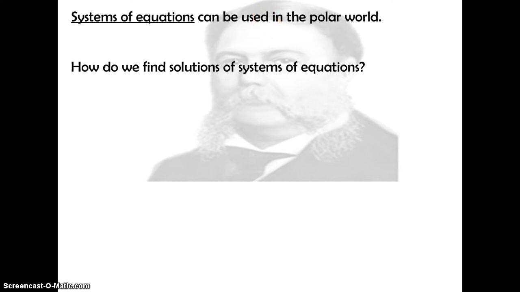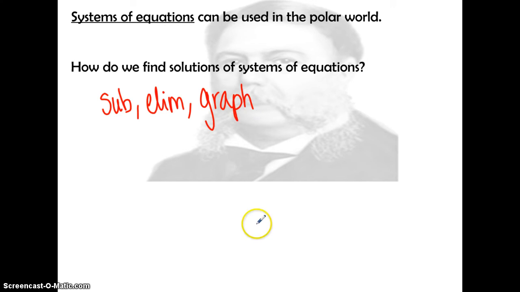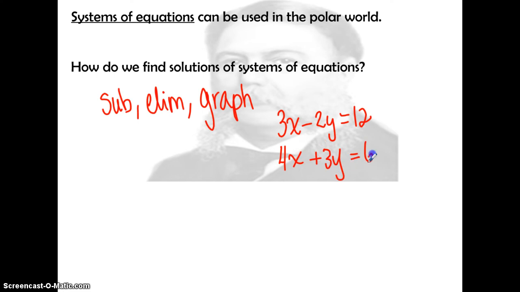We can use substitution. We can use elimination. We could use matrices. We're not going to quite focus on that right now. And we could graph them. But all of our solutions had to be ordered pairs because each of the equations looked like 3x minus 2y equals 12 and 4x plus 3y equals 6. So they both had two variables, so our solution was the ordered pair xy.